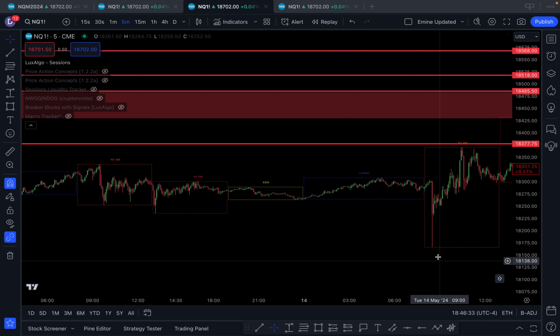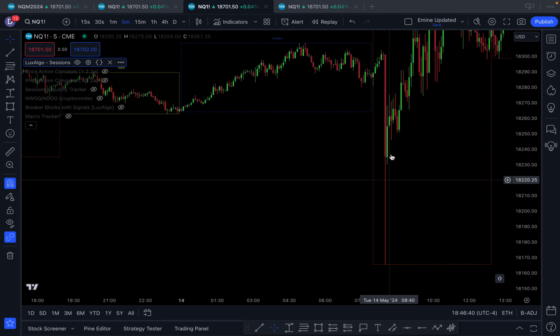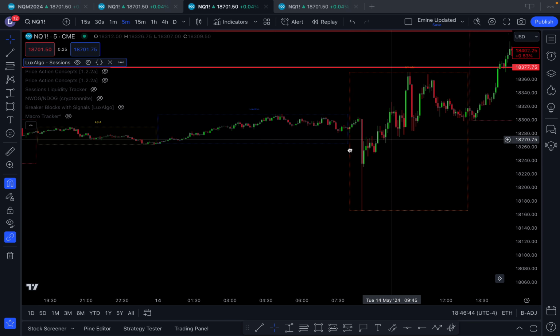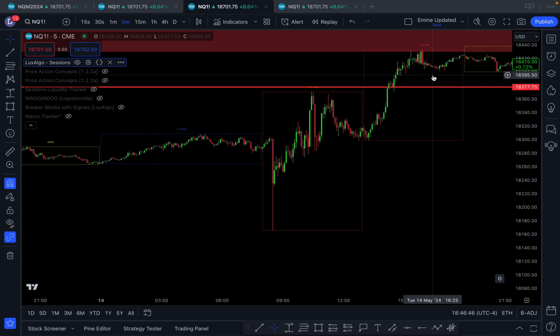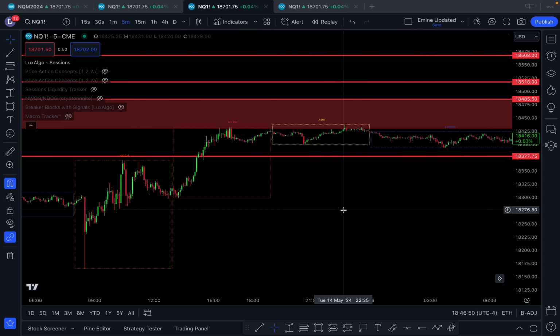For me, what was good is that we did this manipulation down. It looked really scary, guys. Look how this would have looked. Imagine this whole candle is just red. Doesn't look like manipulation, does it? But then it started crawling up, and once we closed the day, I was like, okay, this just gave me the hint that CPI today is going to go up.